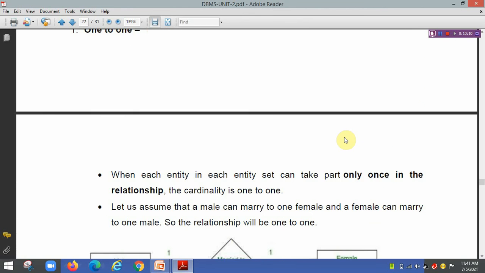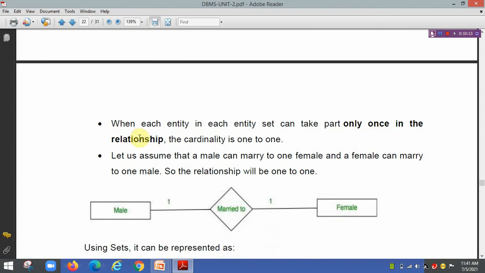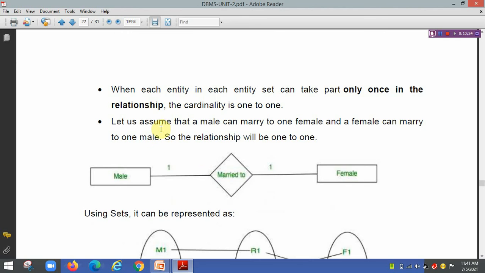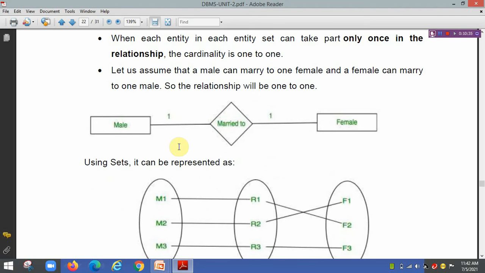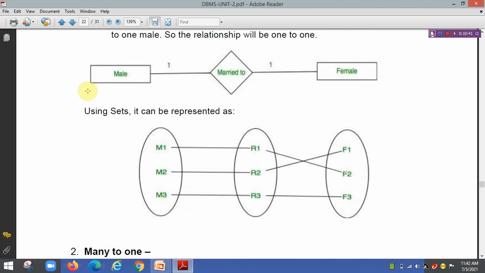First is the one-to-one relationship. When each entity in each entity set can take part only once in the relationship, the cardinality is one-to-one. Let us assume that a male can marry one female and a female can marry one male. So the relationship will be one-to-one. Male married to female: any male can be married to only one female at a time, not more than one. So this is one-to-one.